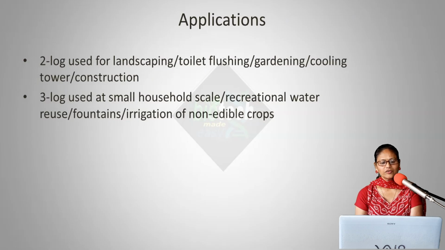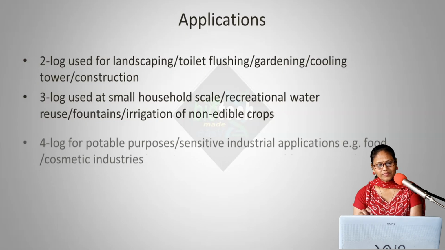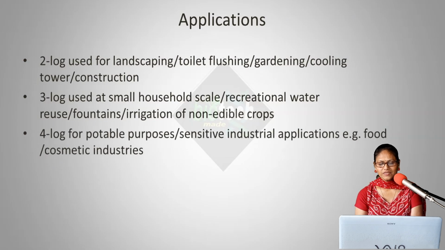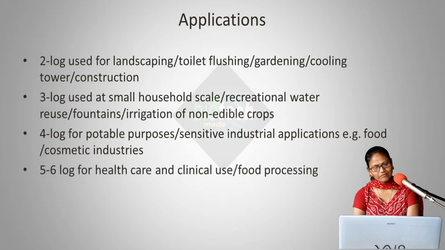Then 3 log is generally for the small household scale, for recreational water, for making small lakes for recreation or fountains, or it can be used for irrigation but for non-edible crops. But 4 log is for potable purposes and also for sensitive industrial applications, for example food industries or the cosmetic industry, because that is also for human beings. And then 5 to 6 log for healthcare and clinical use, and also for food processing. Here we use the higher one, 5 to 6 log.